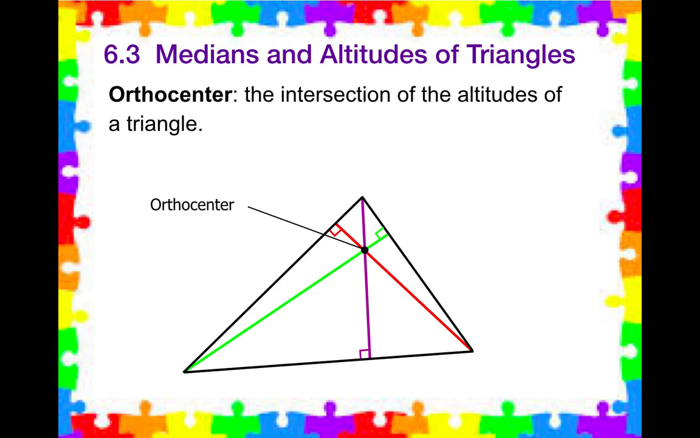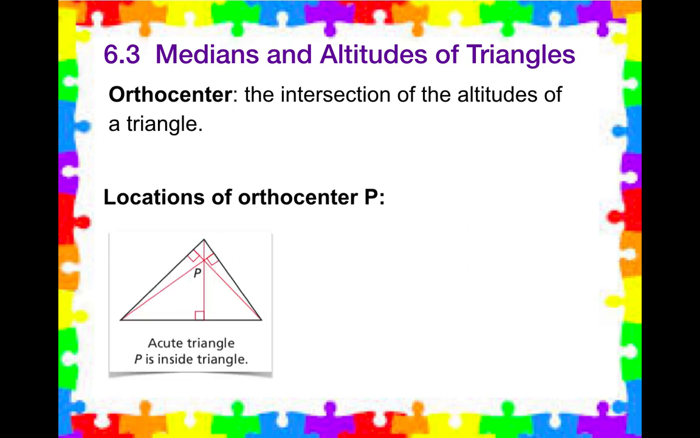It doesn't have the special properties like the other ones do. It has its own special properties, but that's more for advanced geometry. The only thing that you need to know is the intersection of the three altitudes comes at a place called the orthocenter. So the orthocenter for an acute triangle is always going to be inside of the triangle.